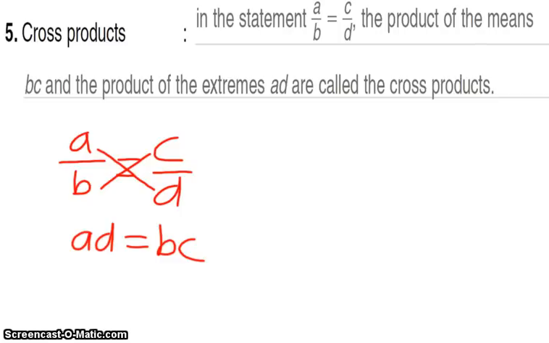Some of you guys will have heard this in middle school called the bow tie method or the butterfly method. Again, what you're doing is just multiplying your a to your d and setting it equal to b times your c.